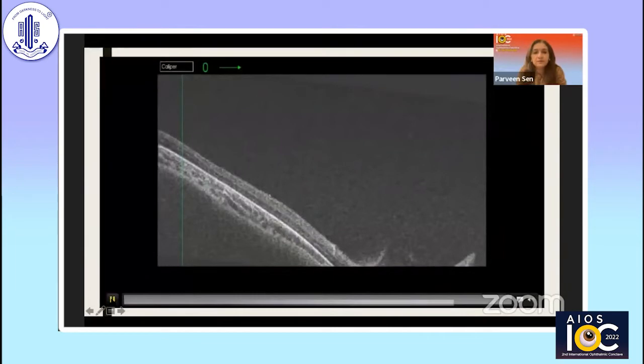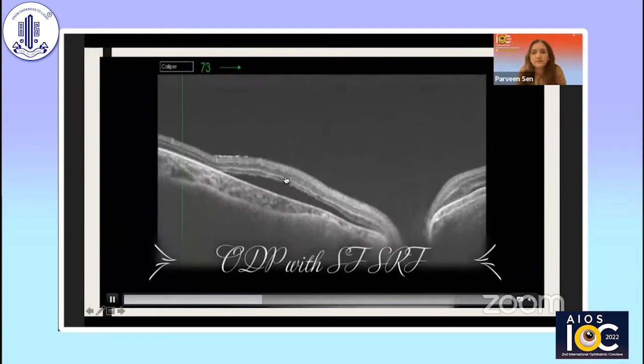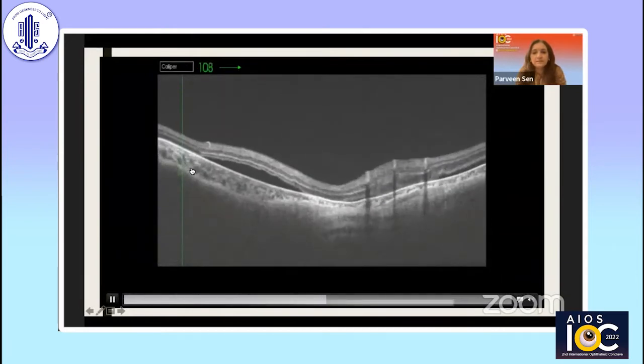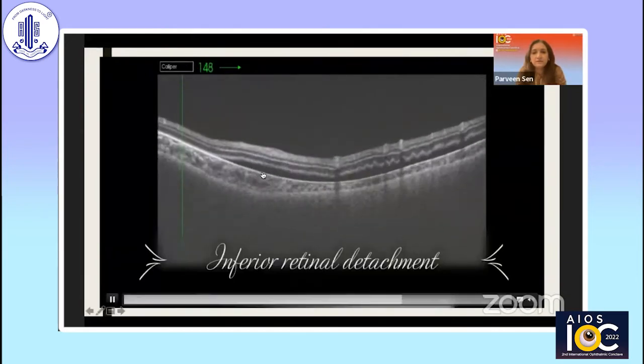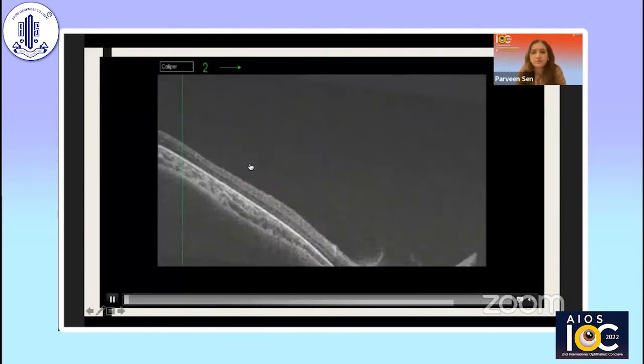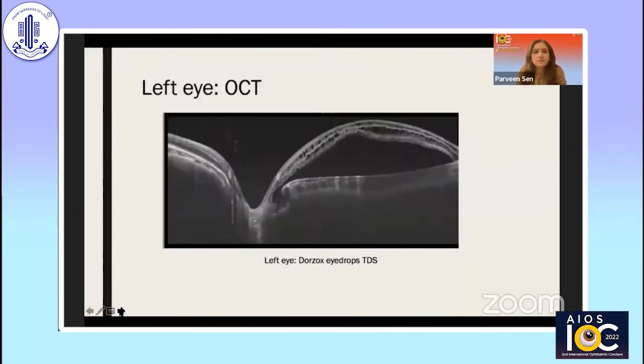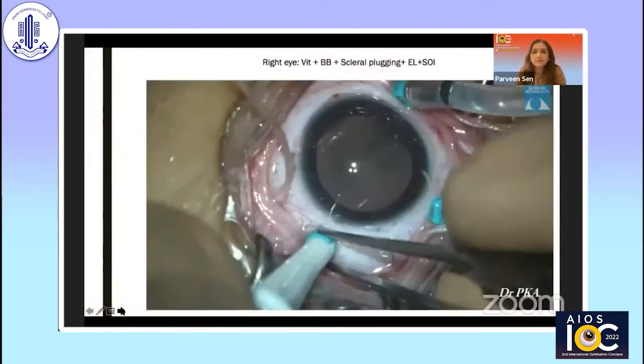And this is a video OCT, which shows you how the maculopathy with the retinal schisis here. And as the section goes inferiorly, you can see that the retinal detachment is also present inferiorly, much up to the equator almost. And this is the left eye, which is more classic, and you can see the communication also between the optic disc pit and there is an optic disc maculopathy. So left eye was kept on Dorzox eye drops while we decided to operate the right eye because vision was already very low, and there was an extensive RD as well.